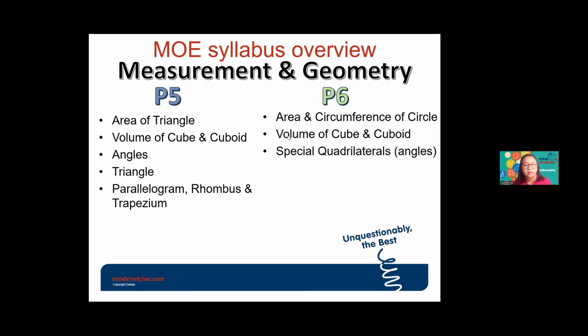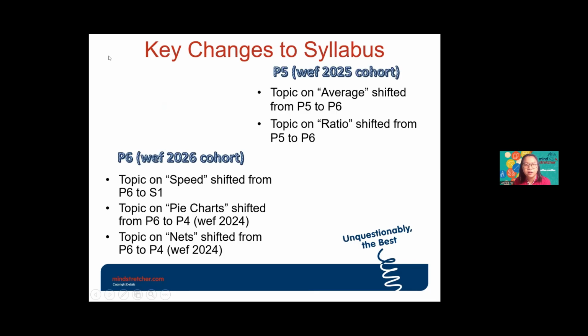And then some key changes to the syllabus. What I have just shown you before in the numbers and in the geometry in the previous two slides, those are already the updated syllabus. So one thing to note is average used to be a primary five topic. Those of you who are in primary six this year, you may have heard your seniors talking about average and ratio in primary five.